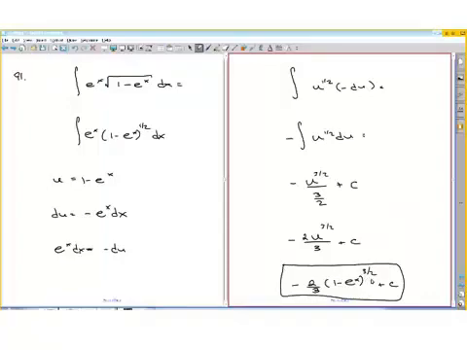You can check if you want to. If you took the derivative of this, the constant would go to 0 because the derivative of a constant is 0. You'd have 3/2 times 2/3, which would be 1. And then when you took the derivative here using the chain rule, you get negative e to the x. So the negative times the negative would end up being positive. And that's where you would end up back to where you started.